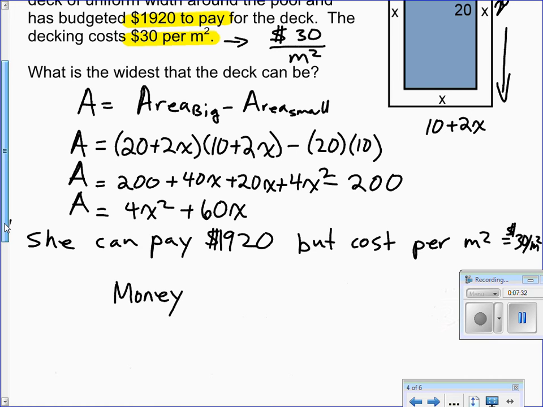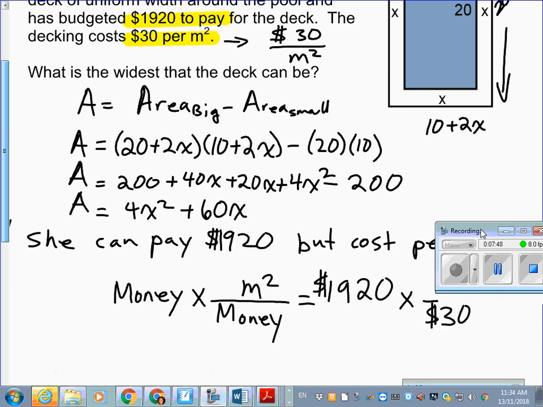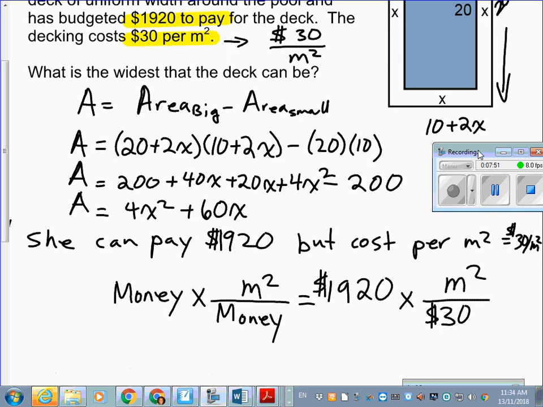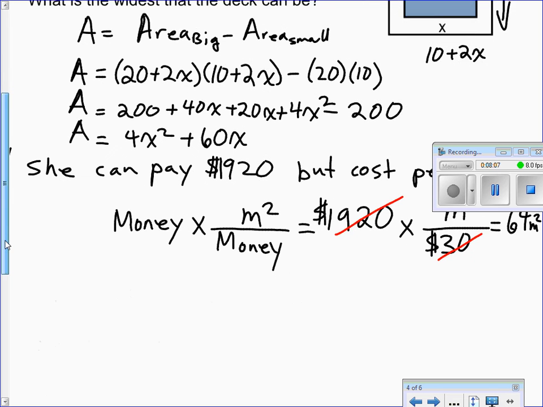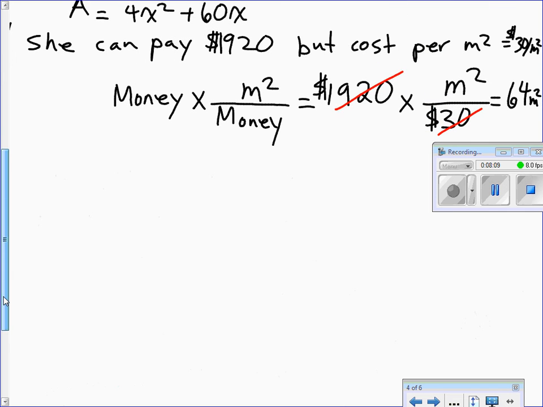So when we do this problem, we have to take our money, and then we have to take the ratio and flip it. The other way of doing this would have been taking the money and dividing by the ratio. So in this case, the way I'm doing it, you end up with 1920 times meters squared over 30. So now if we cancel, we end up with our final answer of 64 meters squared. So she can literally afford to pay for 64 meters squared of stuff.